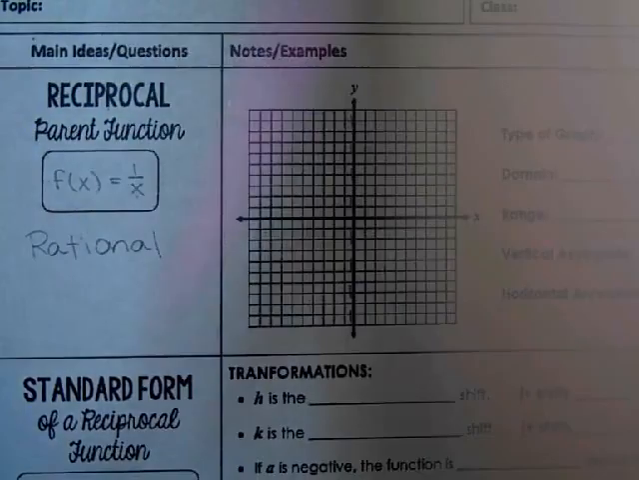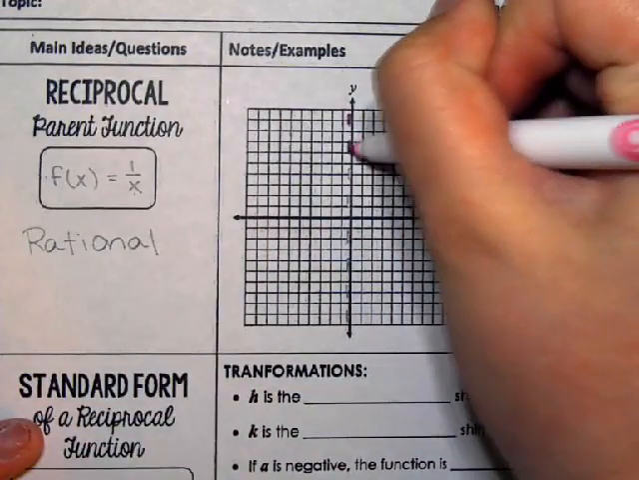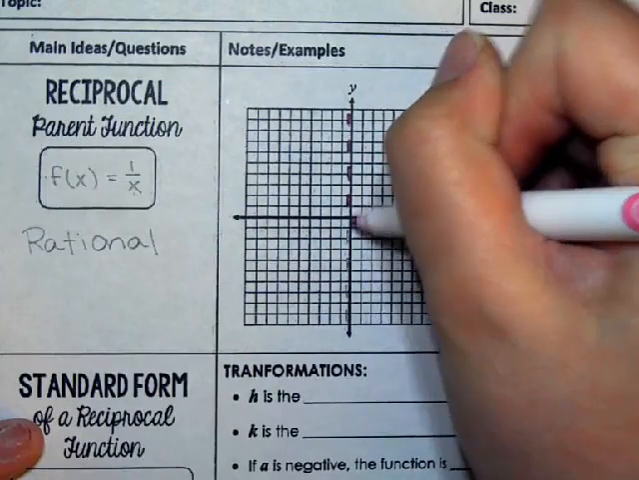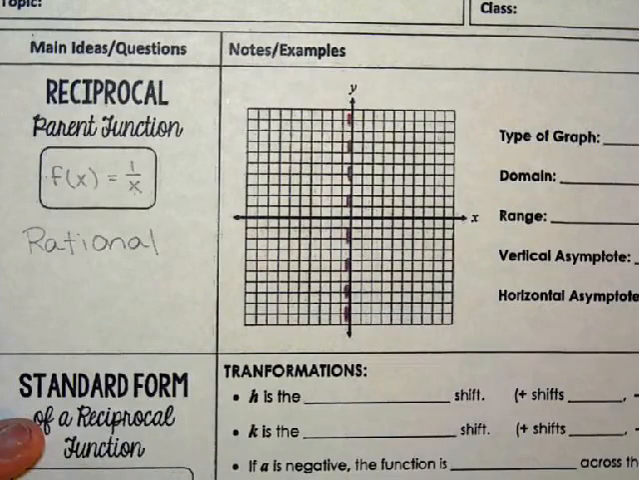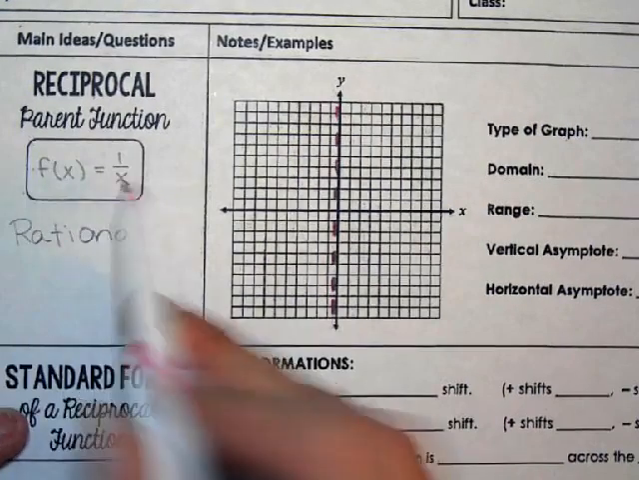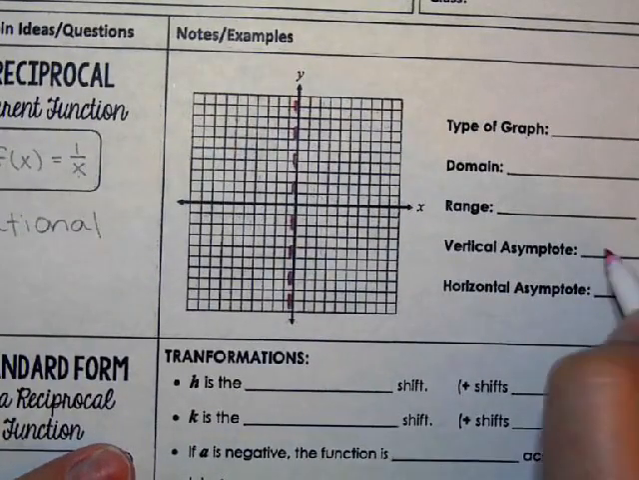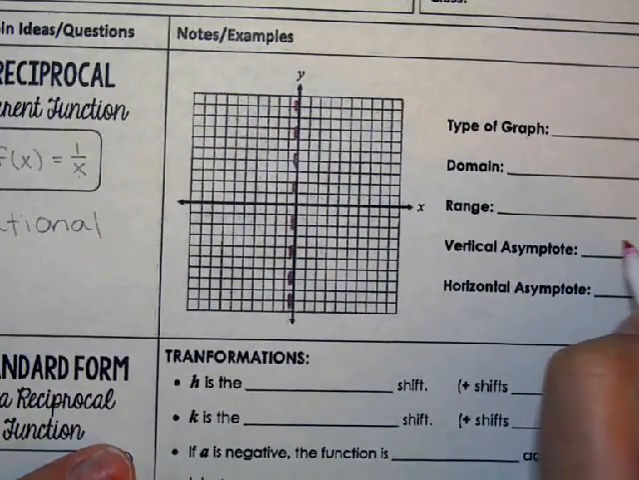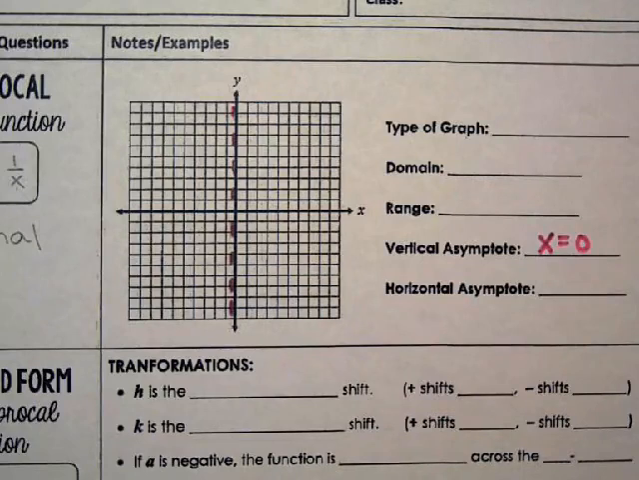You guys could probably not see that very well. I'm going to do it in pink so you guys can see it better. Right there, can you see that this time? A little bit better. So because of that x on the bottom, we have a vertical asymptote, and we say that that vertical asymptote is the line x equals 0, also known as the y-axis. That's a vertical asymptote. Okay.